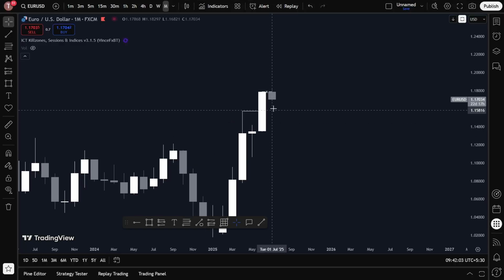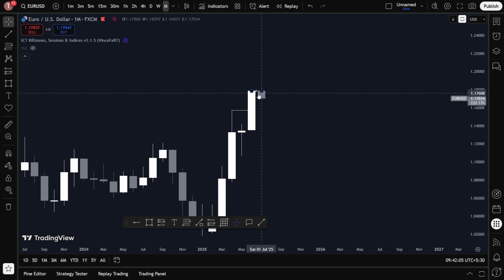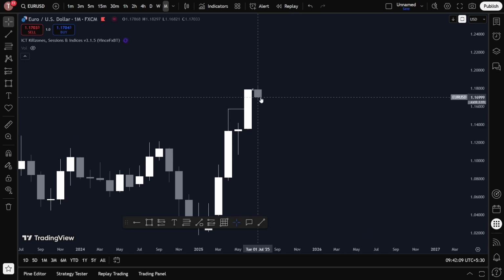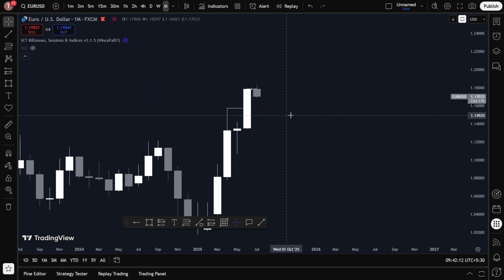So this is the monthly chart of Euro USD, and what we can see is that the price is sweeping the high of the previous month, which is a sign of a bearish trend into the lower time frame. So let's move to the weeklies to see if this bearish narrative of ours is supported by the price or not.